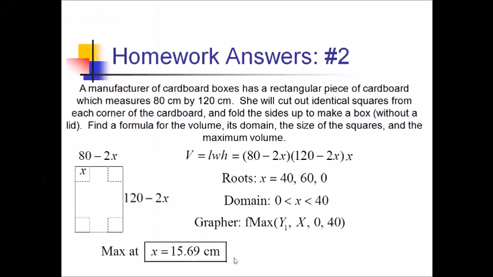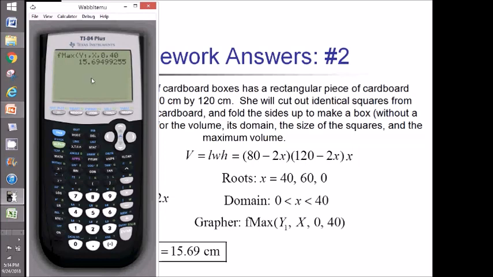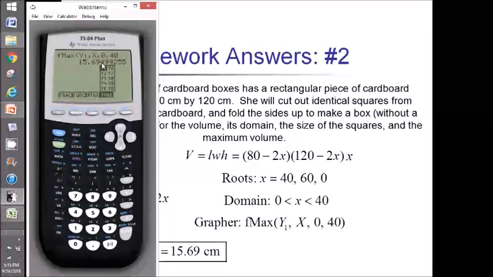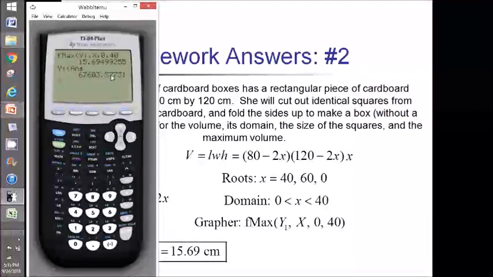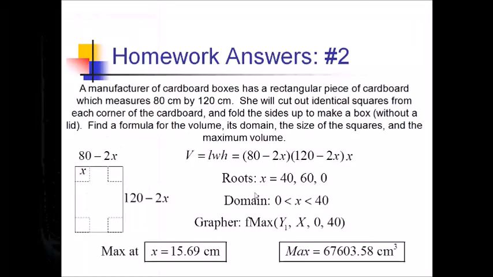Next, we're actually going to plug that into the y function, or the volume function, to get the volume. So back on my calculator here, I'm going to do alpha trace again to get y1. Open a parentheses, and I'm going to do second and then answer down here to just plug in this answer I got for my volume function. That gives me a big number, about 67,603.58, and that's going to be cubic centimeters.